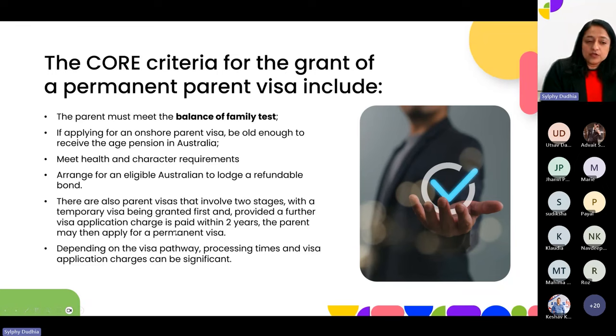Now, there is also a parent visa that involves 2 stages, with a temporary visa being granted first, and provided a further visa application charge is paid within 2 years, the parent may apply for the permanent visa. Depending on the visa pathway, the processing time and the visa application charges can be significant.